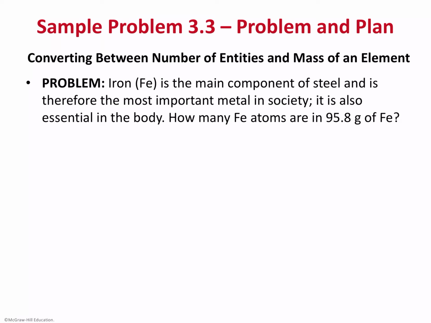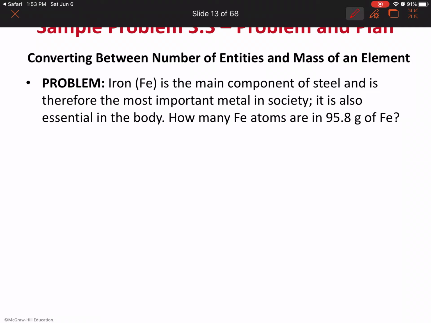Okay, iron is the main component of steel and is therefore the most important metal in society, also contained in our body. We're asking how many iron atoms are in 95.8 grams of iron. Now we want to find out iron atoms. How many iron atoms are in 95.8 grams of iron? We need to go from grams to atoms, right?